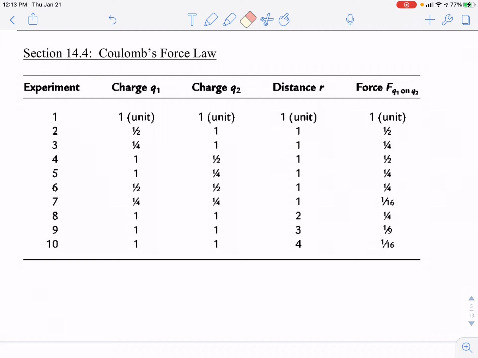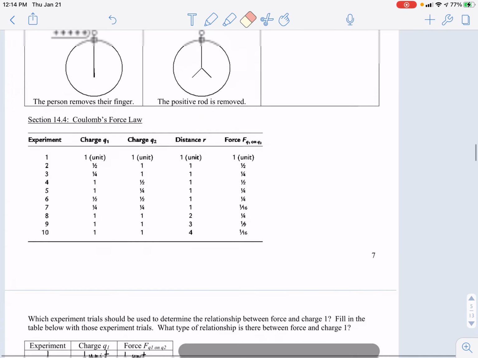Now for experiments 2 and 3, you can see we are just adjusting only charge 1, and it only affects the force from charge 1 on charge 2. This is a controlled experiment, so we leave charge 2 and the distance alone. You can see that in experiments 4 and 5, we are only changing charge 2, leaving charge 1 and the distance alone. Experiments 6 and 7, we appear to be changing charge 1 and charge 2 together. Experiments 8, 9, and 10, we are only changing the relative distance between the charges. Let's talk about the results.